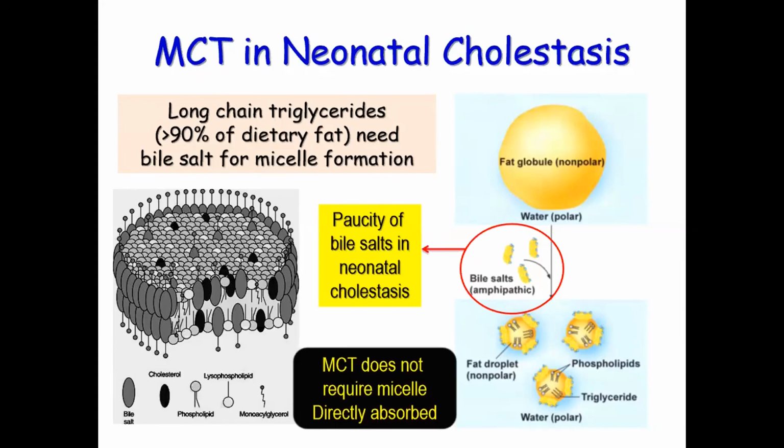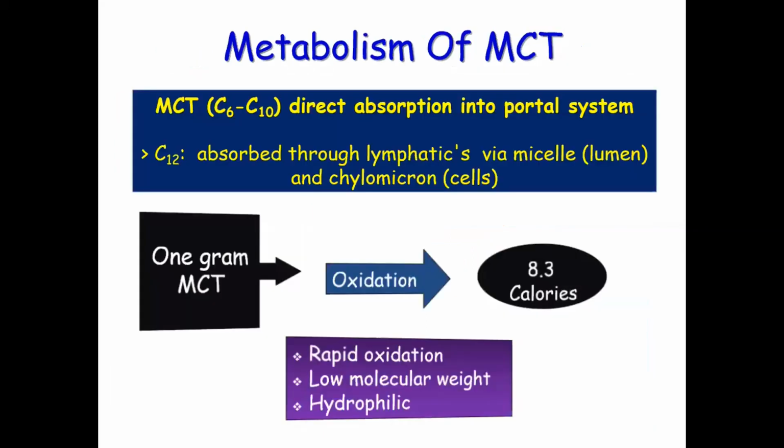So your way to improve the lipid content in your body and make the child get a little fatter or maybe gain some weight is through the medium chain triglycerides, which are directly absorbed. So the C6 to C10 are directly absorbed into the portal circulation, and C12 is absorbed through the chylolymphatics. 1 gram of medium chain triglycerides actually gives a very good amount of calories, and that is 8.3 calories.